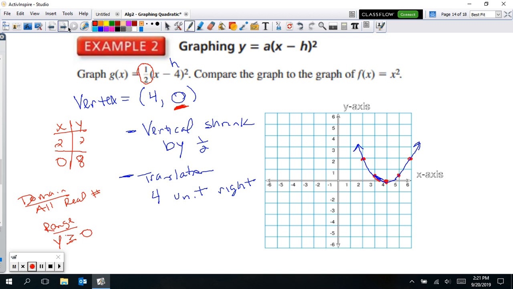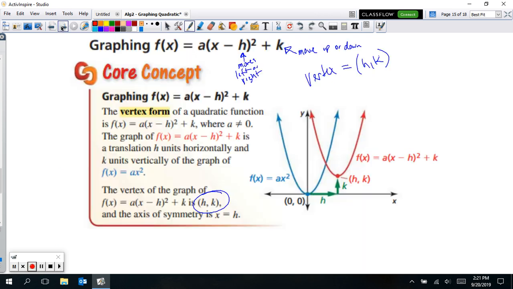Let's look at our last one now. It puts it all together. Does it all in this one. It's going to give us an A, an H, and a K on this last one. So that's what this is. It shows you your H and your K. We have our A number. So this is the form of it.